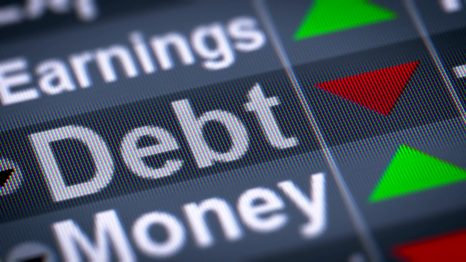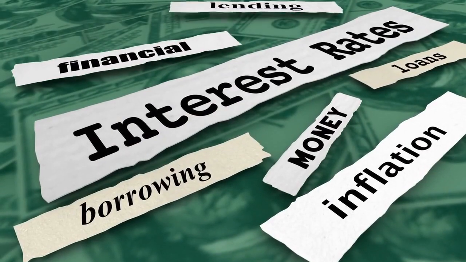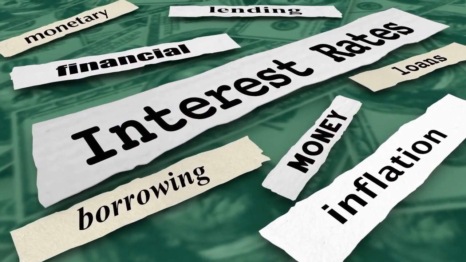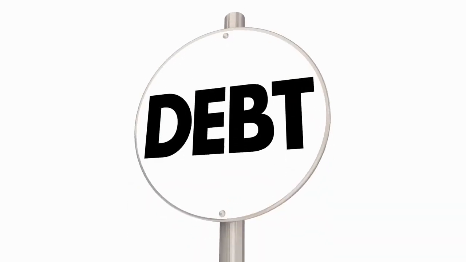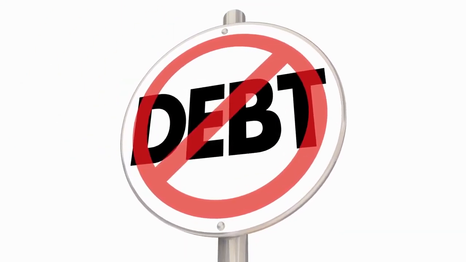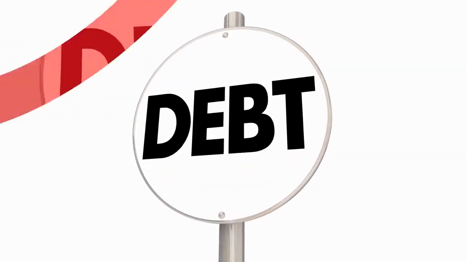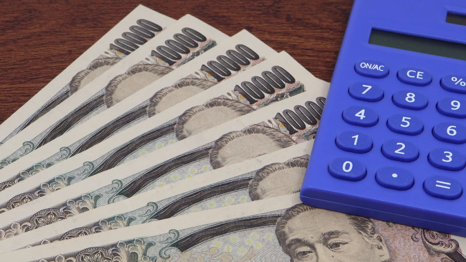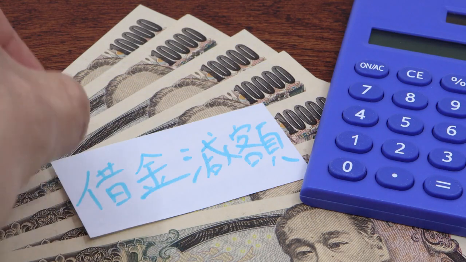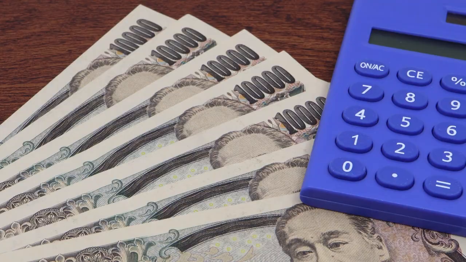Debt snowball method. The debt snowball method focuses on paying off debts from smallest to largest balance, regardless of interest rate. Start by listing your debts in order from smallest to largest balance, then allocate extra funds towards paying off the smallest debt while making minimum payments on the others. Once the smallest debt is paid off, roll the amount you were paying towards that debt into the next smallest debt, and continue this process until all debts are paid off.